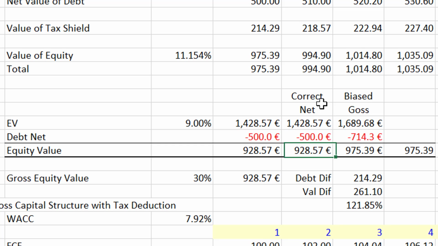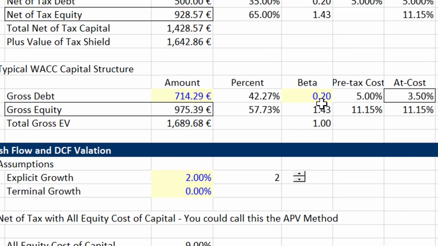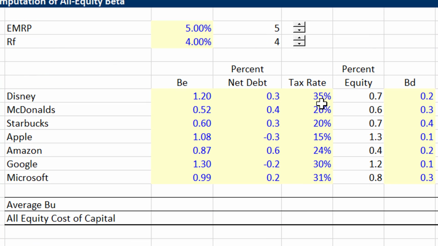I suppose you can present your methods anyway. At least you'll understand the bias. There is a bias, a little bit of bias in this WACC method. Maybe somebody can disprove it to me.